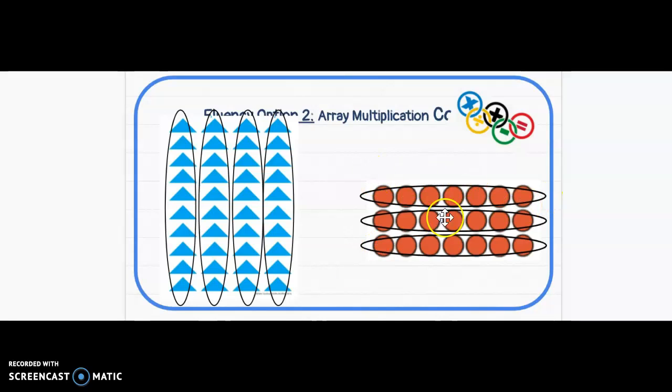Right. There are 3 groups of 7. So we should have 3 times 7, which is 21. Awesome work.